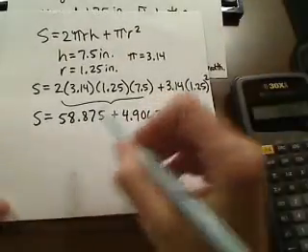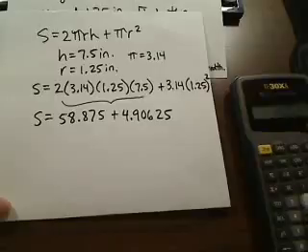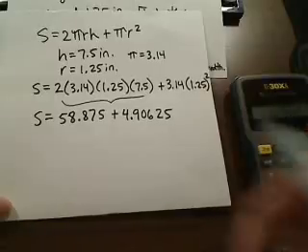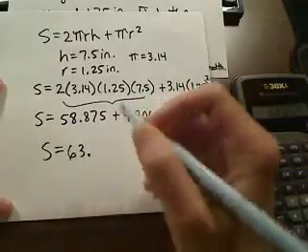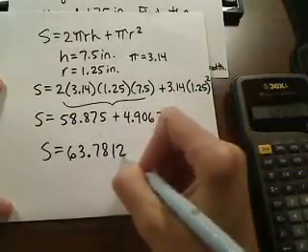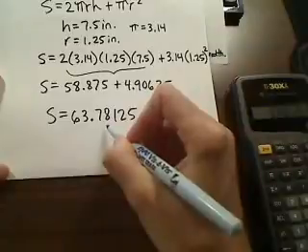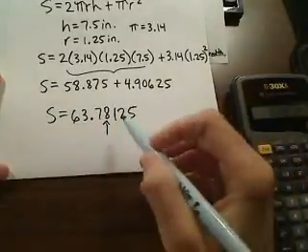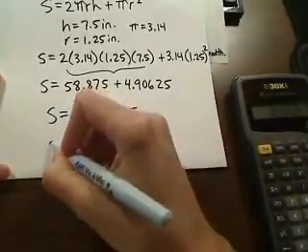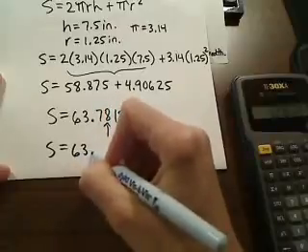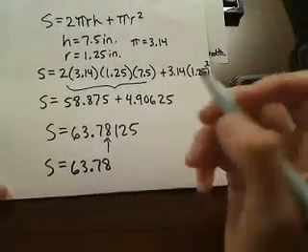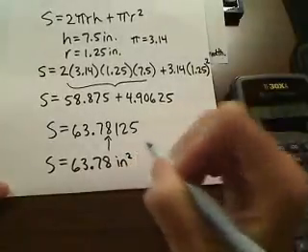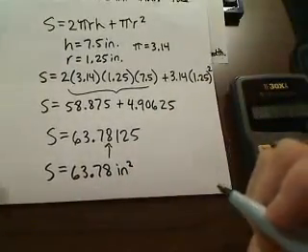And then we're adding these two together. So adding the 58.875, we get S is equal to 63. They asked us to round to the nearest hundredth, so the nearest hundredth would be rounding right there. Since this is a 1, we're going to keep it where it is. So 63.78. And our units here would be inches squared since we're talking surface area.